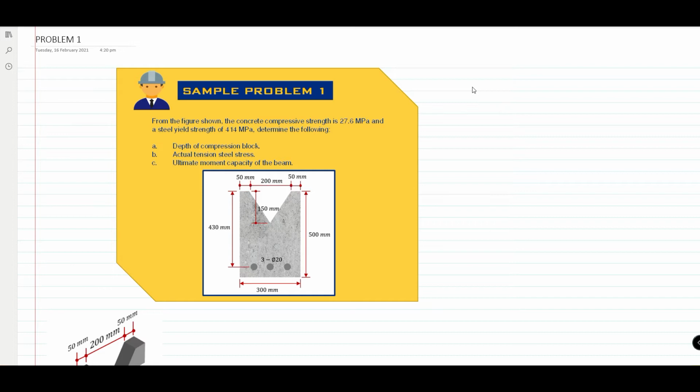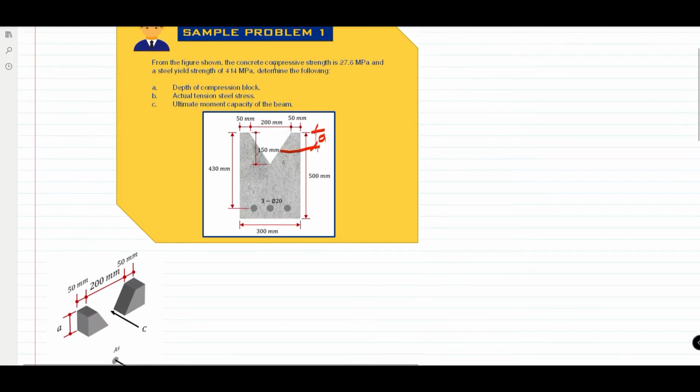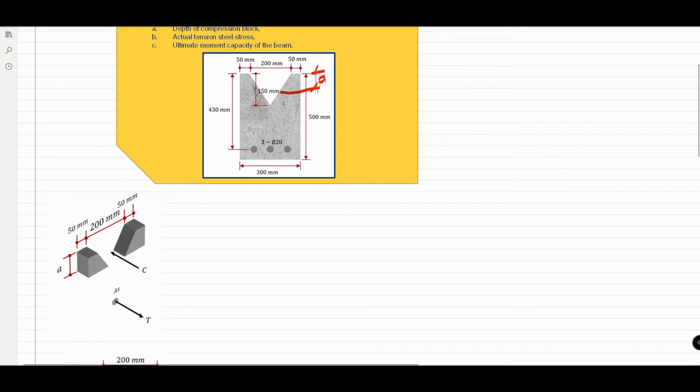So to solve that one, we have to assume first a distance of A. So it is safe to say na i-assume natin na yung distance A is tatama dun sa uka. So let's say tumama siya dun sa uka at ayan yung distance A. Pwede natin siyang i-3D model na kung saan syempre ito yung dimensions niya and this is A. Tapos syempre yung distance na papunta dito will be the 0.85 of F prime C.